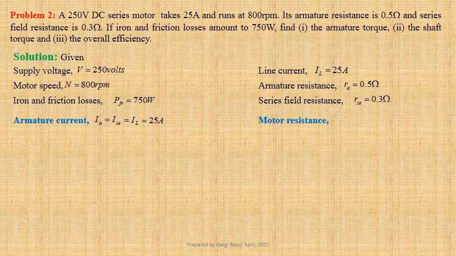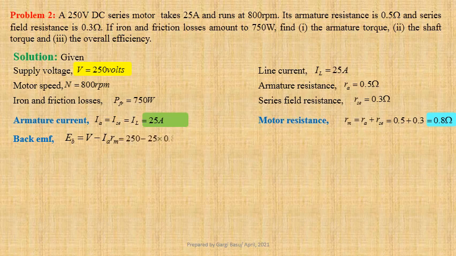Motor resistance Rm equals Ra plus Rac. Using values, we get 0.5 plus 0.3, that is equal to 0.8 ohm. Neglecting brush contact voltage drop, we get the expression for back EMF Eb equals V minus Ia times Rm, that is equal to 250 minus 25 into 0.8. That gives us 230 volts.